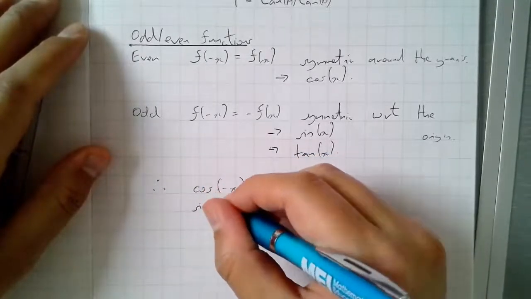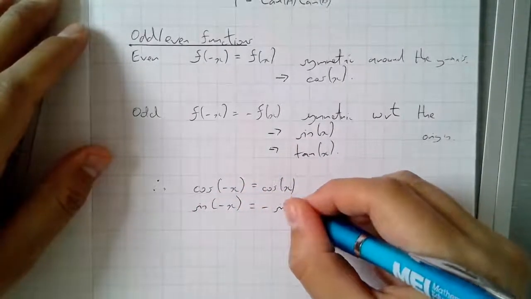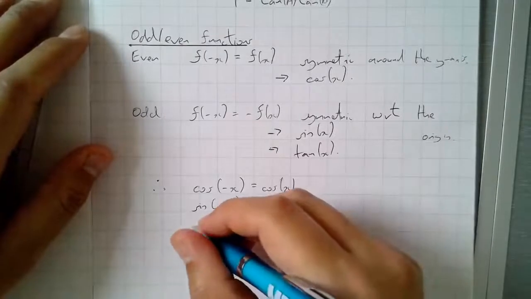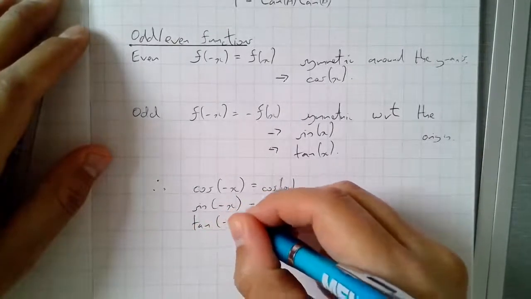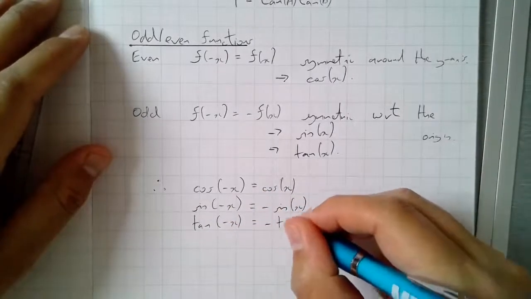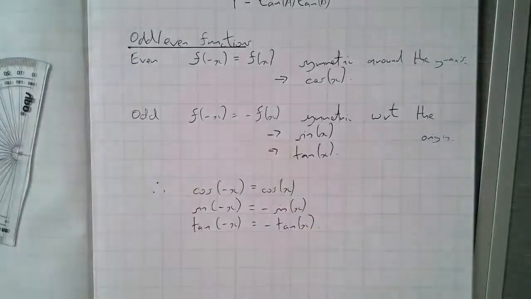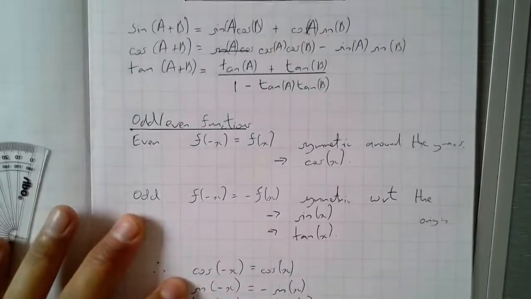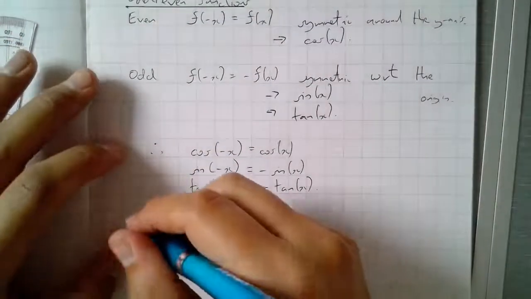Sine of minus x is equal to minus sine of x. And tan of minus x is equal to minus tan of x. Okay, so what I'd like you guys to do is just by using these and those three at the top, can you try and think of what the following would be?